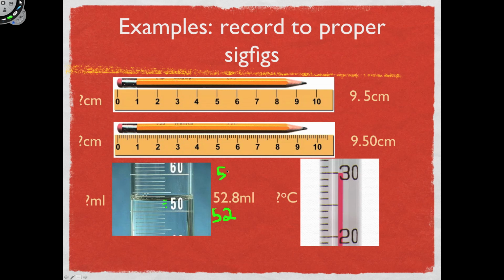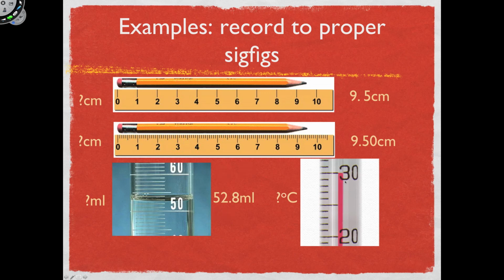What if I wrote 52.80? Now what am I saying? I'm saying that I was certain of the 8. Am I certain of the 8? No, I guessed the 8. There are no lines in between these lines, so there's no way that's going to work. 52.8 is the way that we would record that.